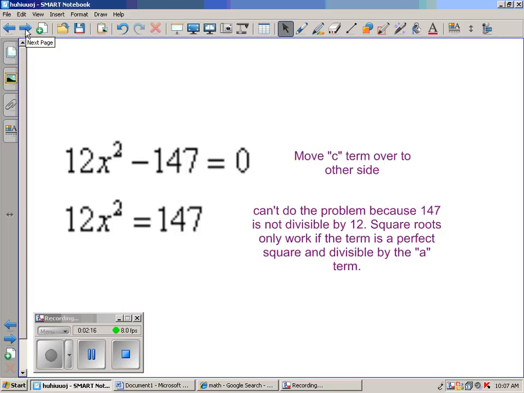And the last one is 12x squared minus 147 equals 0. And you move the c term over to the other side. So it's going to be 12x squared equals 147. And you can't do this problem because 147 isn't divisible by 12. And square roots only work if the term is a perfect square and if it's divisible by the a term.